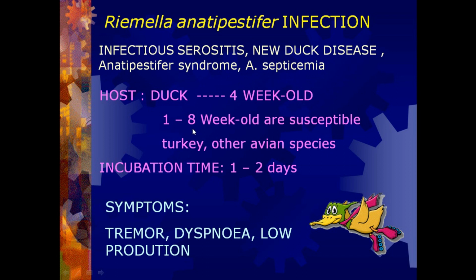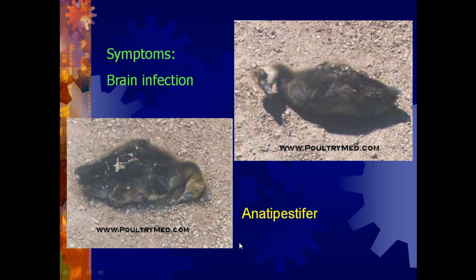Mostly 1 to 8 week old ducks are susceptible to this disease, but the main cases will be found at 4 weeks old. Besides duck, another species that can be affected is turkey. The incubation time is very short, around 1 to 2 days. The symptoms can be tremor, dyspnea, and low production. This is the tremor and also torticollis due to anatipestifer infection in the brain.